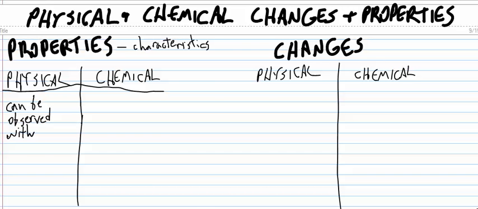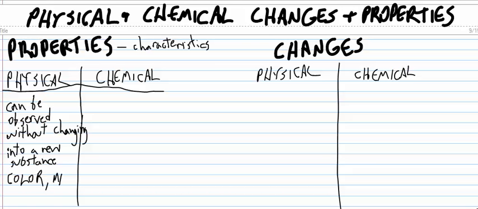without changing into a new substance. So I just want to list one or two examples of a physical property. Something that you can observe without changing something into a new substance. So like color. You can tell what color something is without changing it into something else. So that's a physical property.